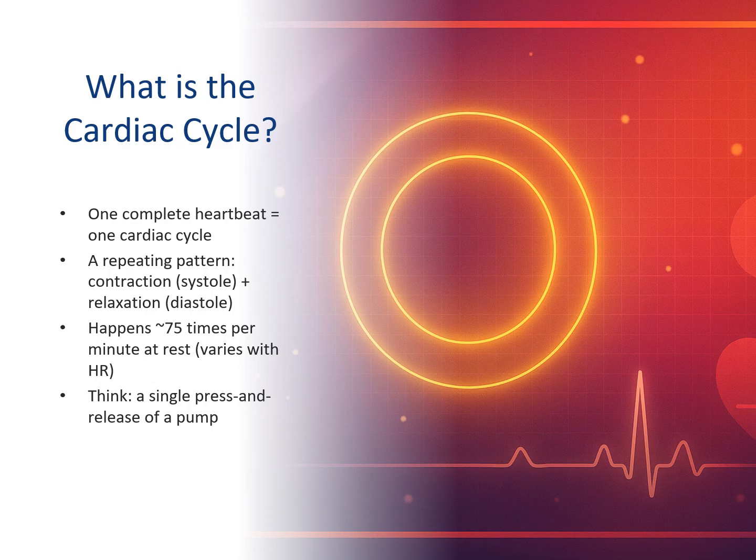Now, if asked what is the cardiac cycle, do not stop at one heartbeat. State that it is the complete series of electrical, mechanical, and pressure events in both atria and ventricles, lasting roughly about 0.8 seconds at 75 beats per minute, encompassing systole and diastole. Now, that phrasing alone signals a distinction level answer. It's concise, it's quantitative, and physiologically correct.